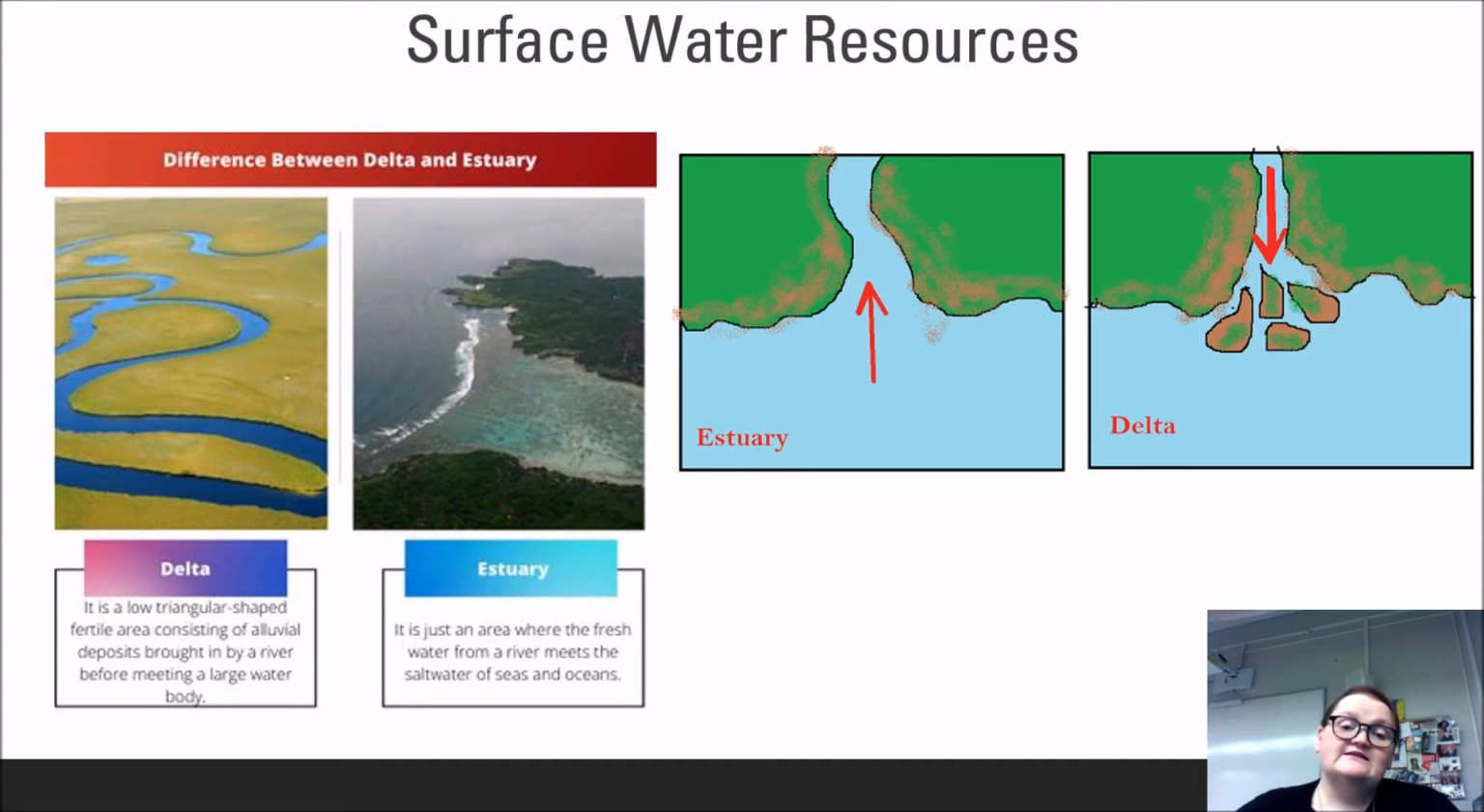Estuaries and deltas are often confused, but they are not the same thing. Deltas refer to the deposition of sediment at the location where two bodies of water meet. Deltas can be ecosystems and habitats for a variety of organisms.